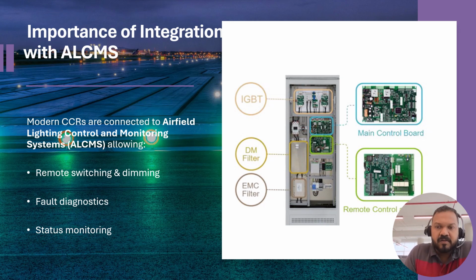Again, now we see the importance of the integration with the ALCM system. ALCM is nothing but the airfield lighting control monitoring system. This is an interface system where we can monitor and control the airfield from the ATC tower. What are the importance? Remote switching and dimming. This is very important. From the air traffic control, they are able to control the lights in the airfield. So this is the reason it comes under the ALCM system. Then fault and status monitoring.